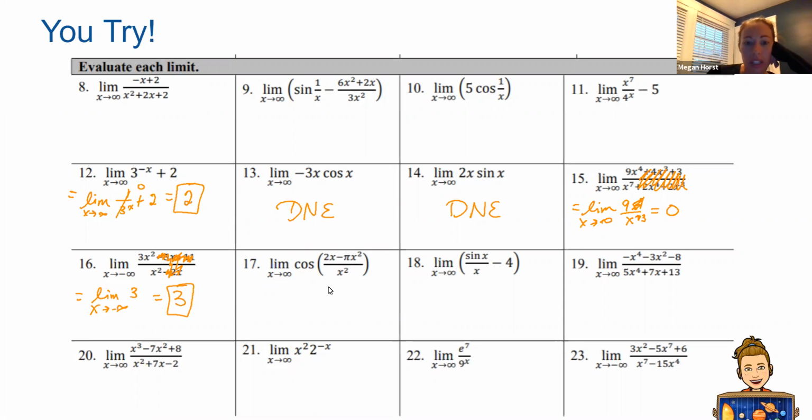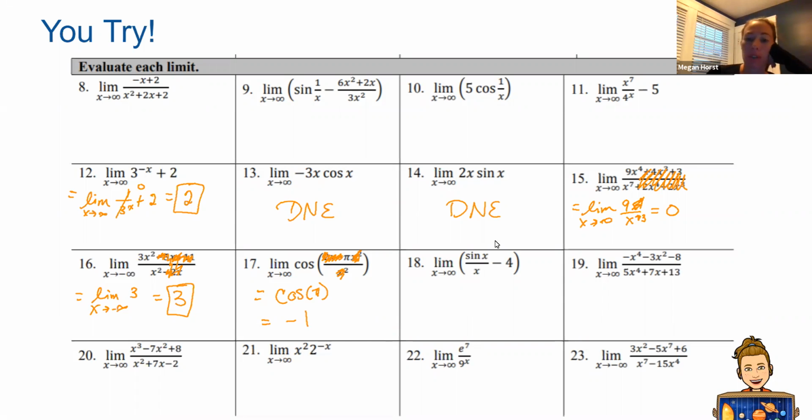All right, let's take a look at this one. We have cosine of 2x subtract pi x squared all over x squared. So I can get rid of this, right, because that's not a leading coefficient. I have pi x squared over x squared. These are my leading coefficients. They match, so I can get rid of those. They're going to cancel because they're getting large at the same rate. So I'm really here just taking cosine of pi, and cosine of pi equals negative 1.